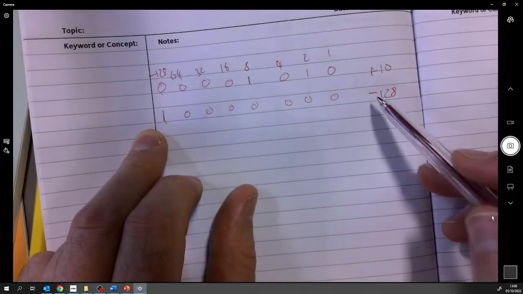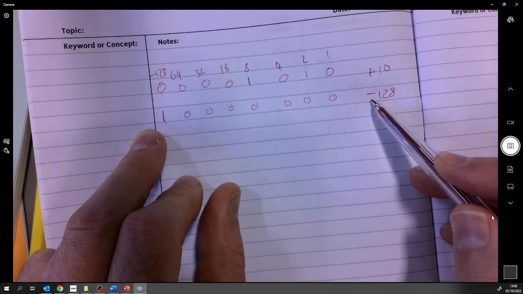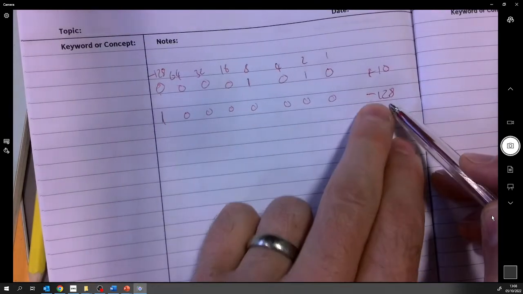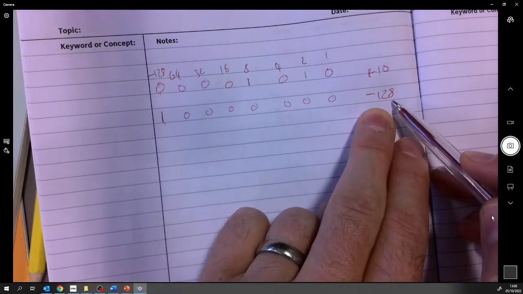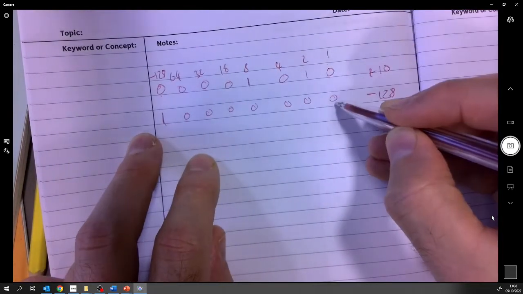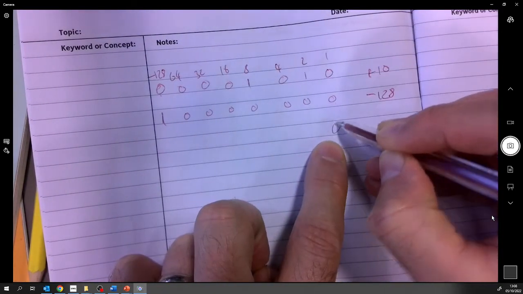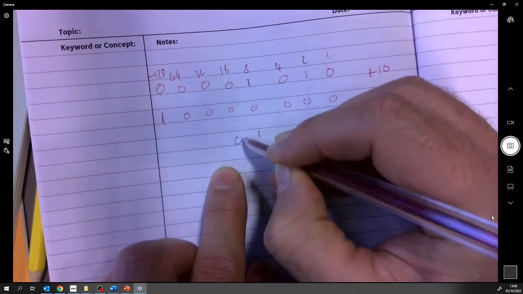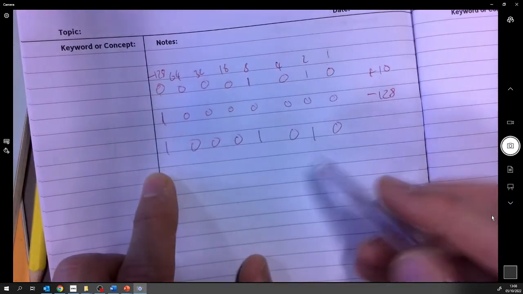So let's do some maths, shall we? Let's do minus 128, add 10. And we'd expect it to be minus 118, wouldn't we? Let's do the maths. Add them all together. 0 plus 0 is 0. 1 plus 0 is 1. 0, 1, 0, 0, 0, 1.